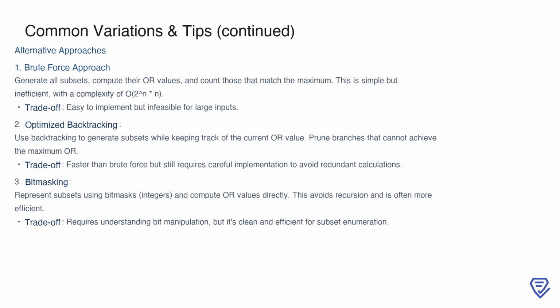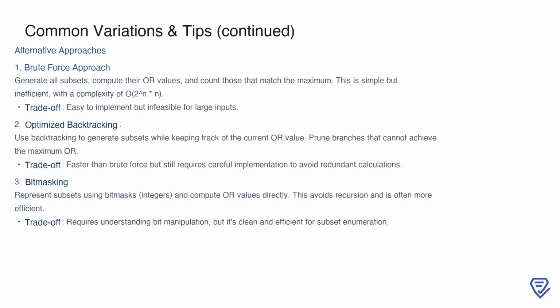A more efficient option is optimized backtracking. This approach generates subsets dynamically while keeping track of the current OR value, allowing you to prune branches that cannot achieve the maximum OR. Although faster than brute force, it requires careful implementation to avoid redundant calculations.